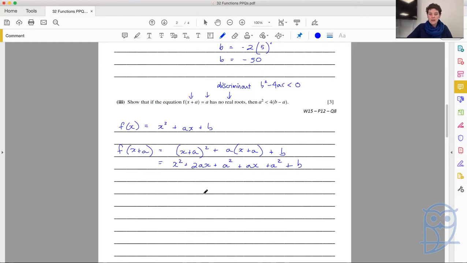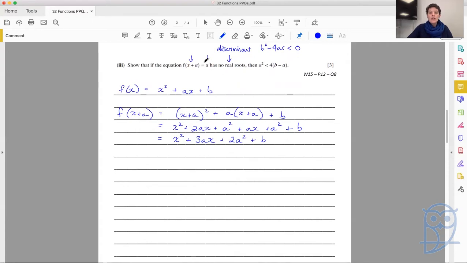We've got some like terms going on here, so let us combine them. So we have x squared, 2ax plus ax is 3ax, a squared plus a squared is 2a squared, plus b. So now we have a relatively simplified quadratic. Lots of a's and b's going on, but we can still keep track of them. Now we need to get this equal to a, and we need to then move towards our discriminant. So a equals x squared plus 3ax plus 2a squared plus b.